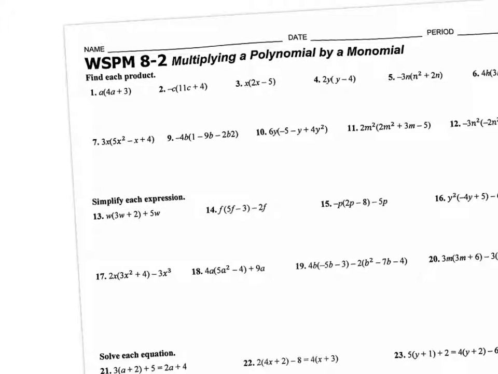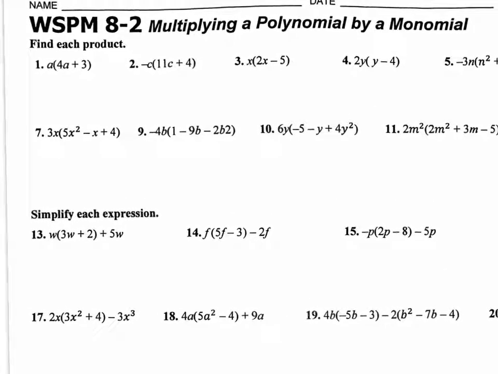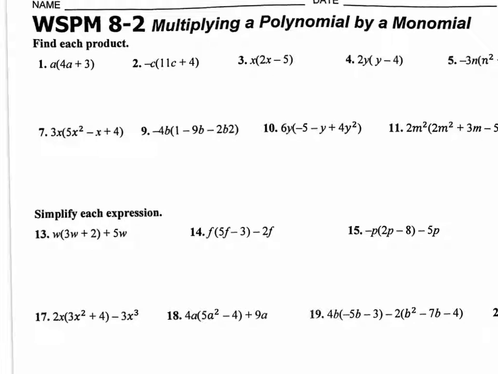And the final part of our quiz will come from this worksheet that I just handed out, section 8.2. We already added and subtracted polynomials. Now we're going to be multiplying a polynomial by a monomial. This is pretty easy to do. A monomial is one term. Polynomial, many terms. So we're going to be distributing one term into a parenthesis with many terms in it.